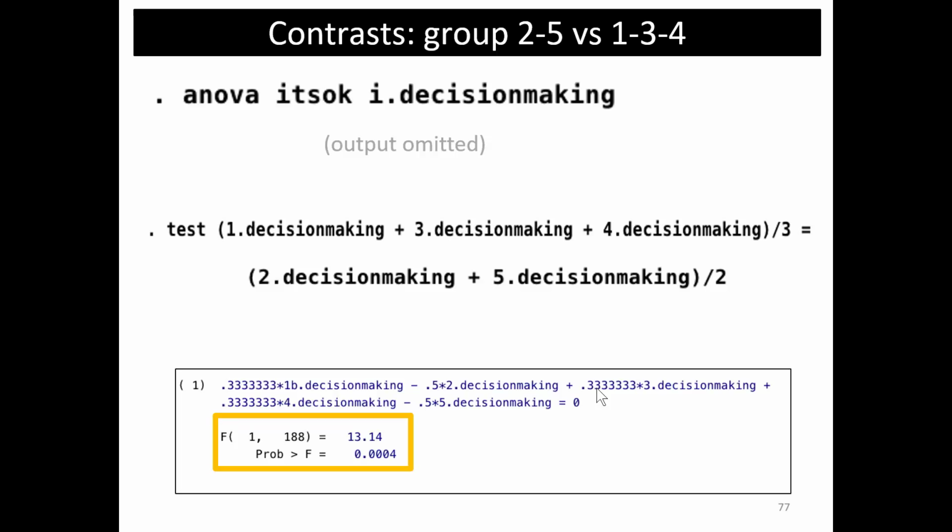And if we want to compare how the mean across these 3 categories compares to the mean across the other 2, we simply create this: 1.decision making plus 3.decision making plus 4.decision making divided by 3 equals 2.decision making plus 5.decision making divided by 2. So just comparing the means in these different cells. If you type that test command, you again get output that is similar to what you just typed, as an extra check of how Stata understood what you were doing, and you get an actual test. And again, we see here that the difference is significant.